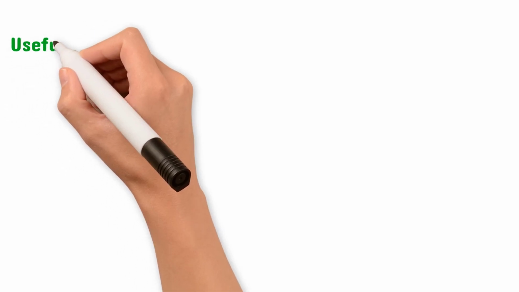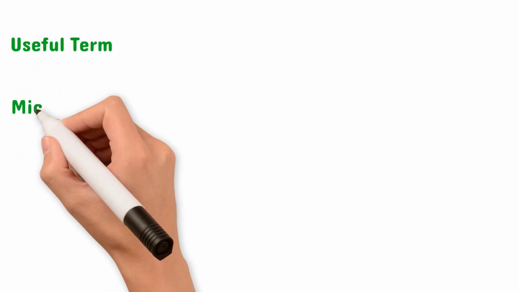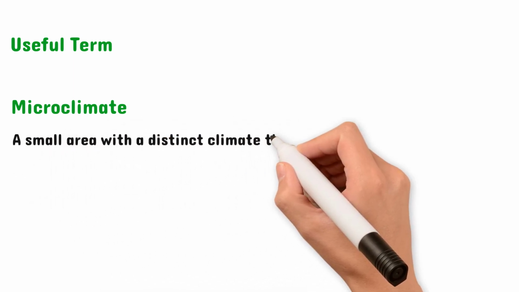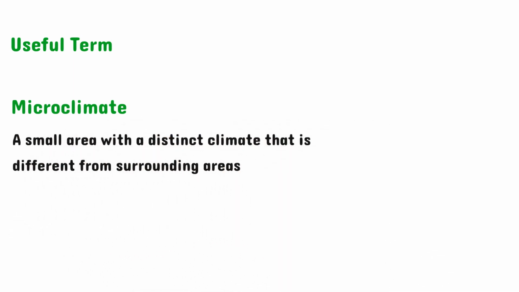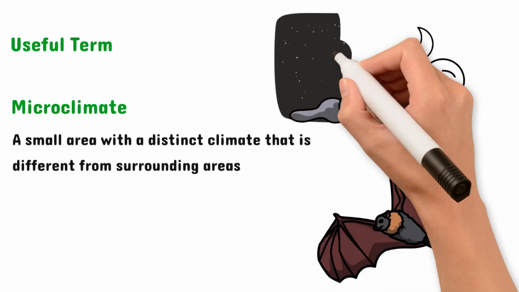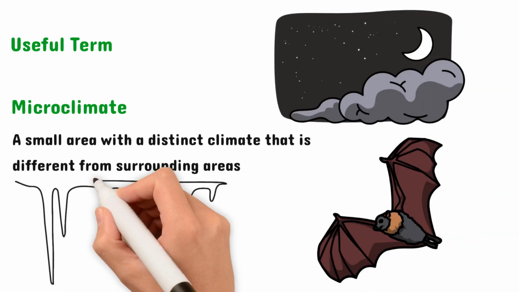Let's quickly finish off by looking at a useful term. You have to know what is meant by a microclimate, and this is a small area with a distinct climate that is different from surrounding areas. The best example I can think of is a cave. It is darker and colder than the surrounding areas.